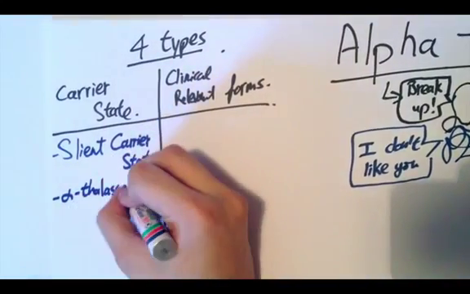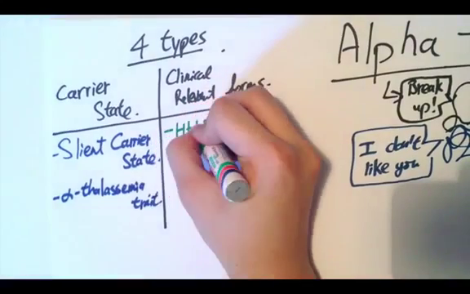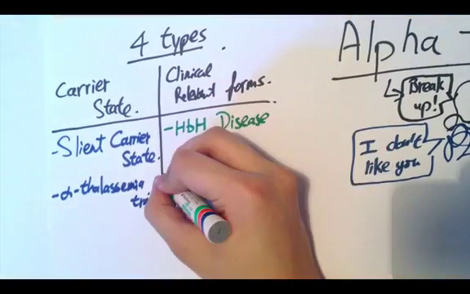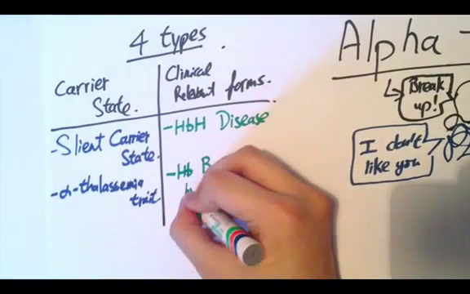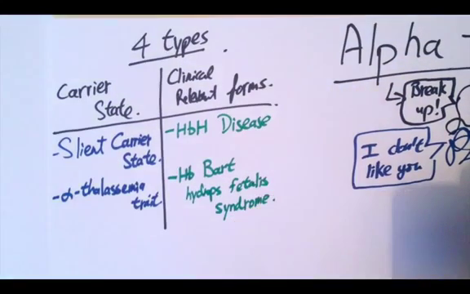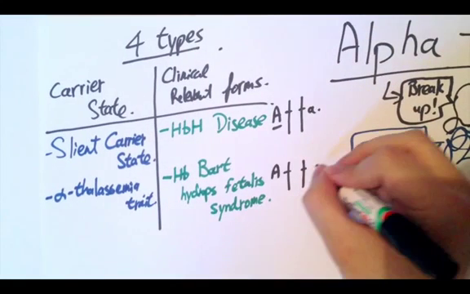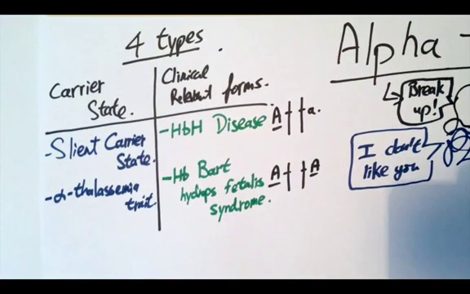In clinically relevant forms, this is when intervention might be needed: your hemoglobin H disease and your hemoglobin Bart's hydrops fetalis syndromes. In hemoglobin H disease, your symptoms tend to be milder. This is because there's only 1 mutated allele, while in the latter one, both of your alleles are mutated, therefore your symptoms tend to be more severe.